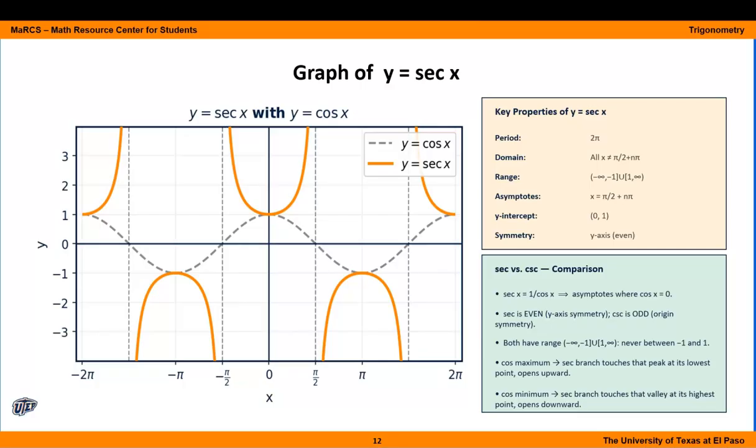Now secant. Secant is a reciprocal of cosine. That is, secant of x is equal to 1 over cosine. We follow the same idea. Where cosine equals 0, secant is undefined, and we place asymptotes. Since cosine is symmetric about the y-axis, secant is also symmetric about the y-axis. The branches of secant open away from the x-axis, upward when positive and downward when negative.